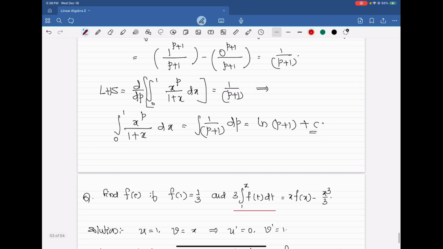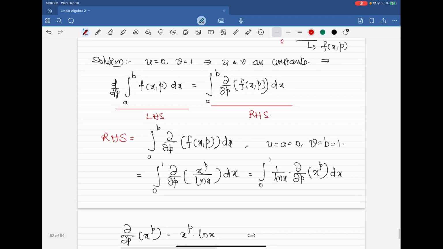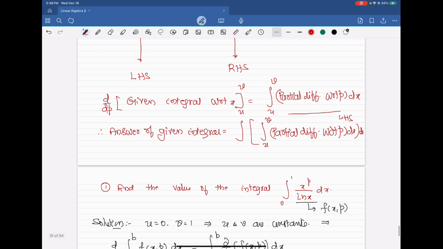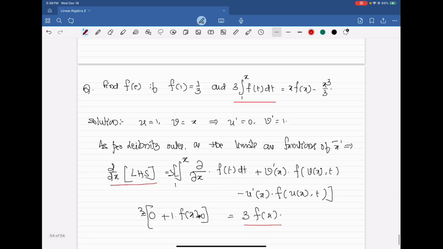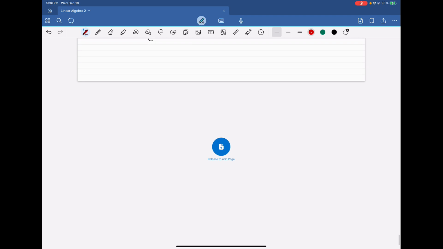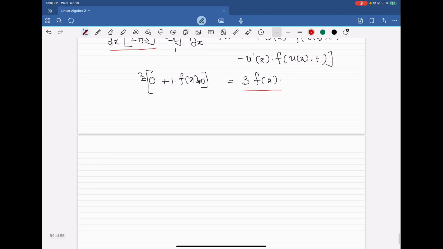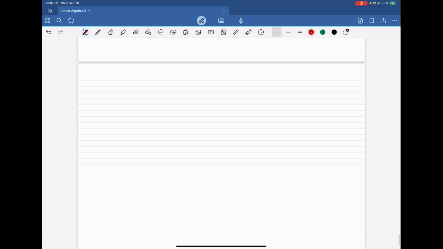Then, as I told you just a few minutes back, to find out the value of the given integral we have to reintegrate this value. That means, what we have got from the Leibniz rule, d by dx of the left hand side is equal to 3 into function x. Please try to understand the steps. Very, very, very important.